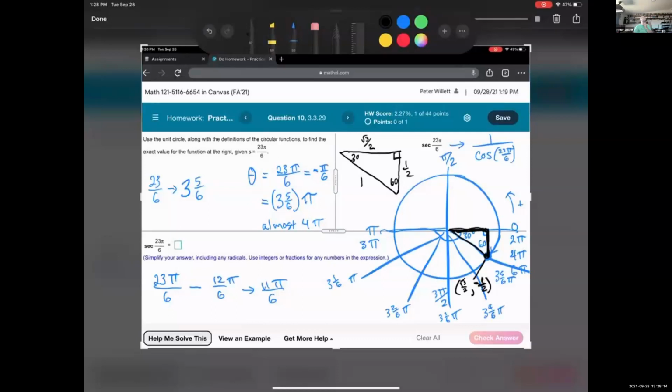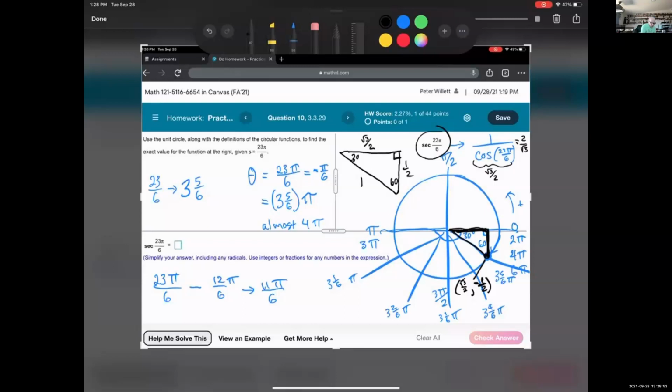So that means if I take the cosine of 23 pi over 6, I want the x value, which is positive square root of 3 over 2. So that means this cosine here is the square root of 3 over 2. So to take the secant of that, I have to flip that upside down. So the secant of that would be that fraction flipped, which is 2 divided by the square root of 3 instead of the square root of 3 divided by 2 because it's flipped.